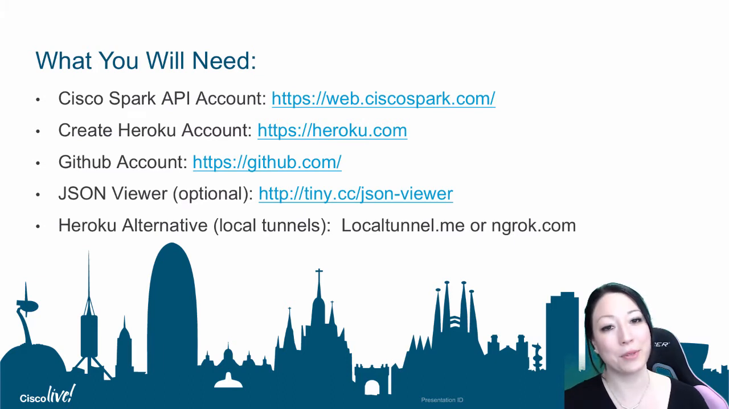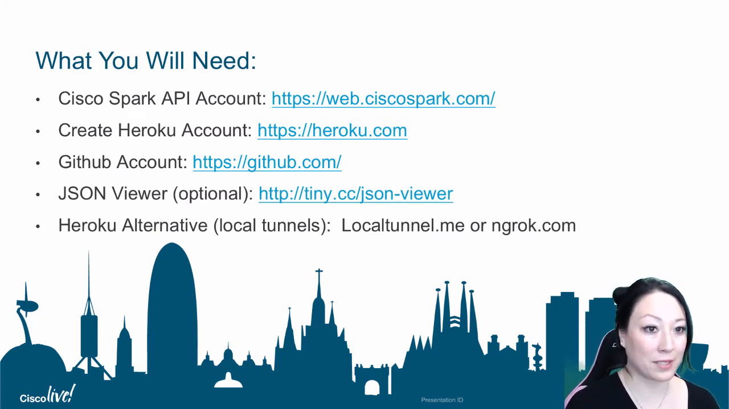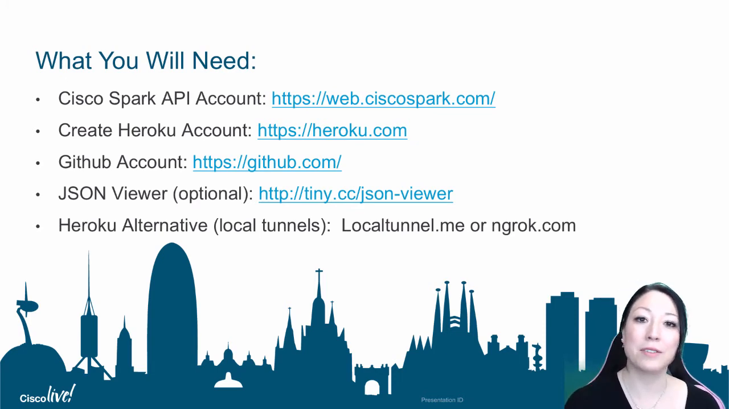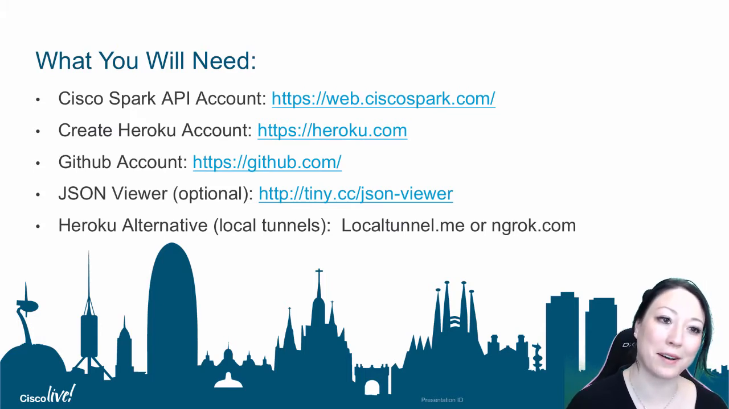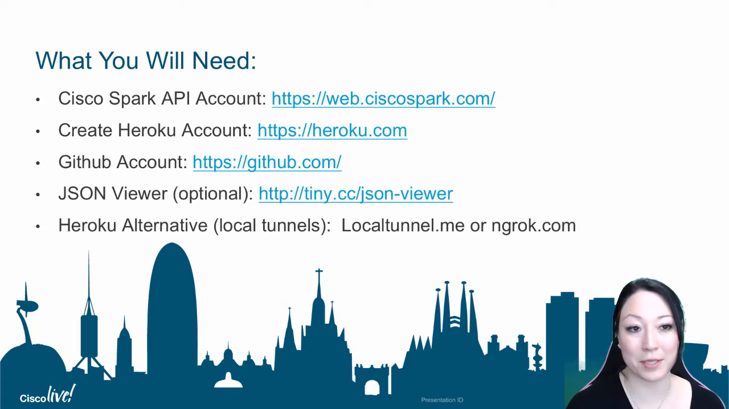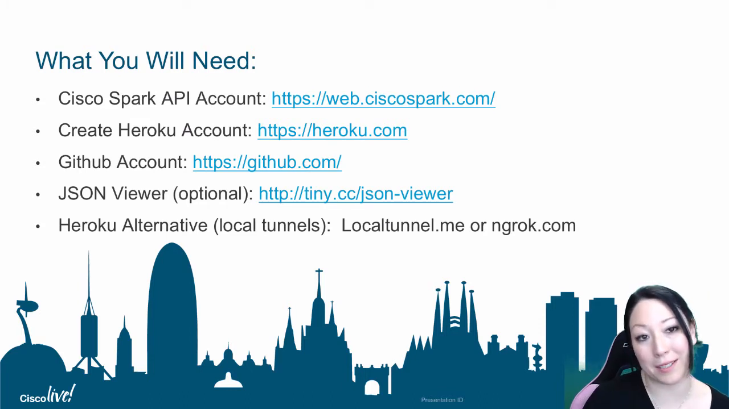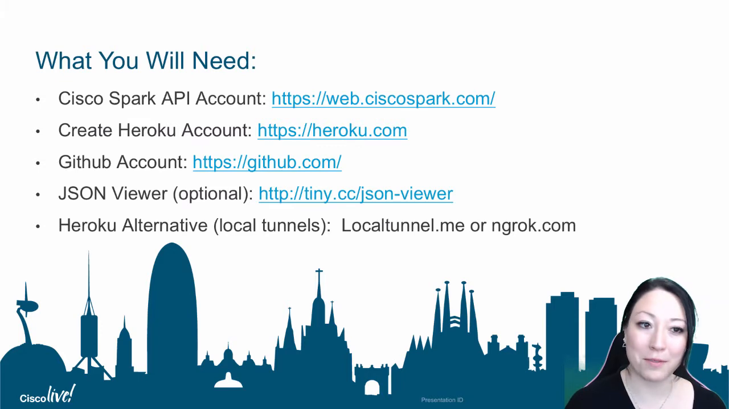So here's what you will need. You'll need your Cisco Spark account, web.ciscospark.com. With that account, you can log into your API account, developer.ciscospark.com. You're going to need a Heroku account, that's the deployment service. Note that this is all free at no cost. Of course, there's advanced pro versions, but we will be using the free version.